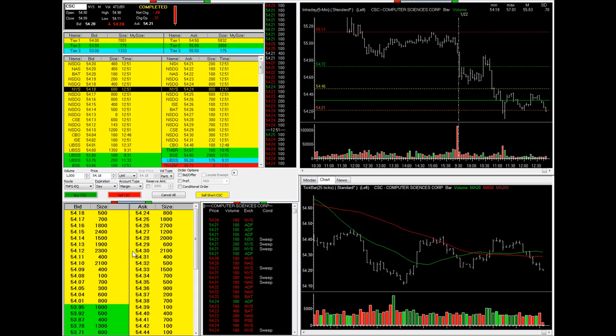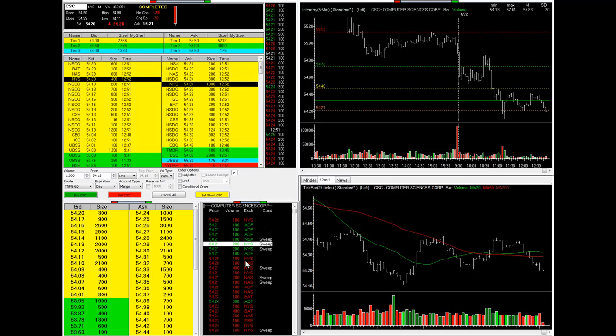Down here we see another level 2 type screen. This is actually the New York Stock Exchange Open Book. So that's a little bit different. If you trade a lot of New York Stock Exchange stuff the way that I do, then the Open Book is a very good investment, because what it does is lets you see over the specialist's shoulder and see what exactly is happening on his book.